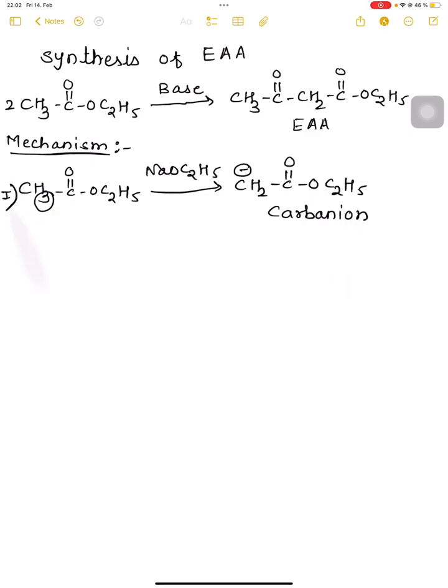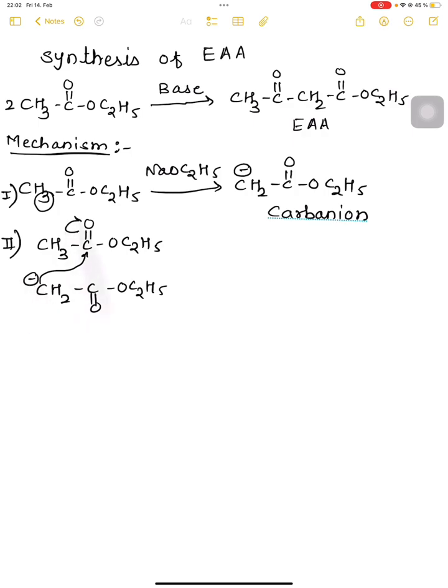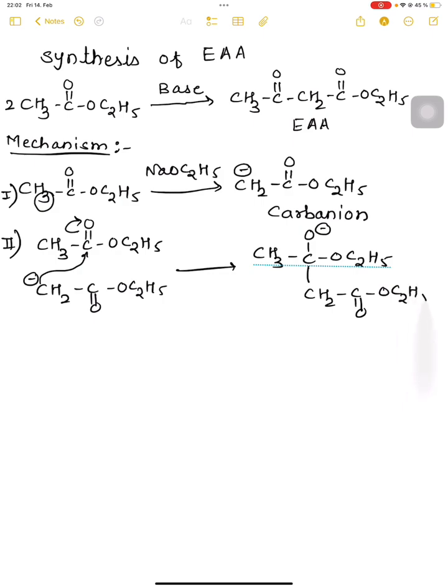Step 2 is attack of the carbanion on the second molecule of ethyl acetate. So this is the second molecule of ethyl acetate, and this is the carbanion. Now this negatively charged carbanion will attack the carbonyl carbon of the second molecule to form another anion, known as an oxide ion. To this carbon, CH2 C double bond O OC2H5 is attached.